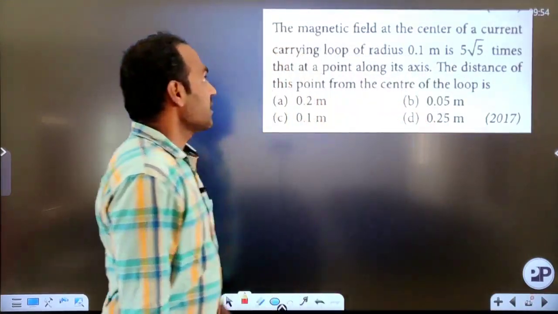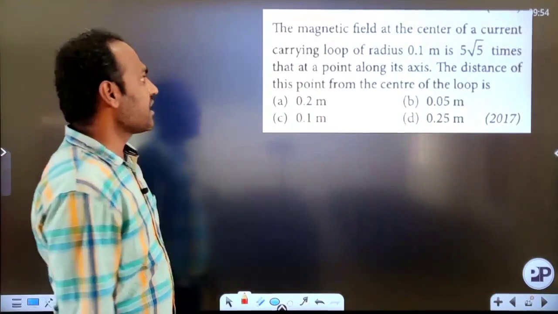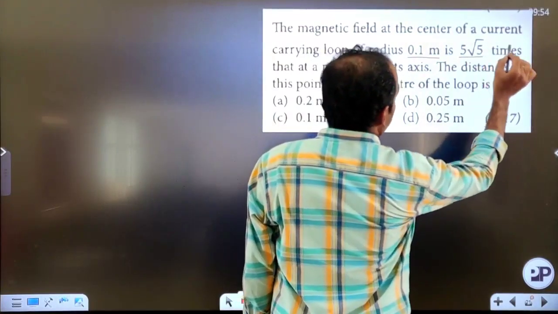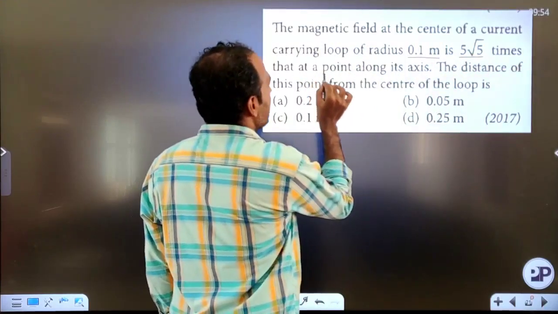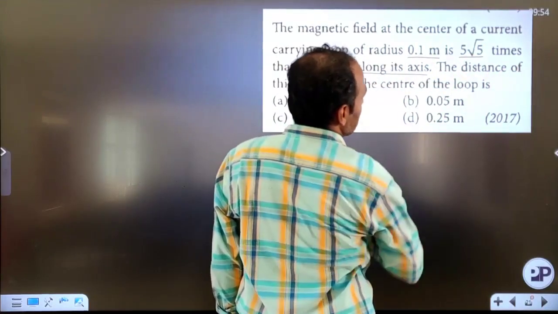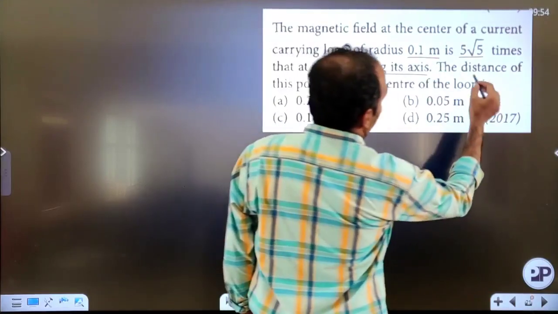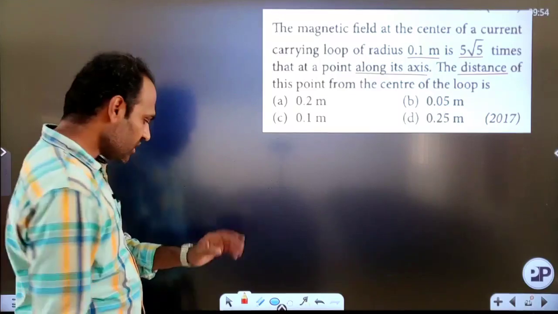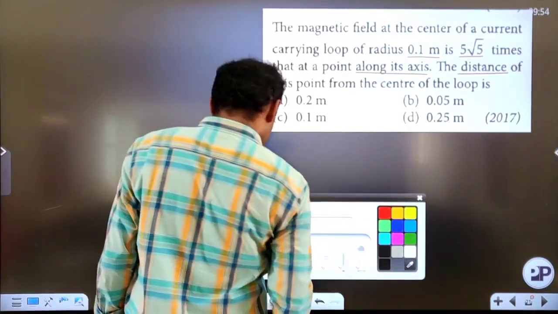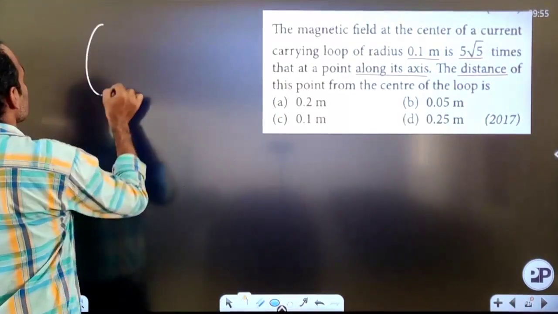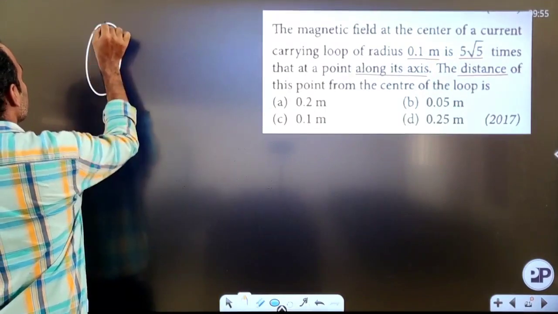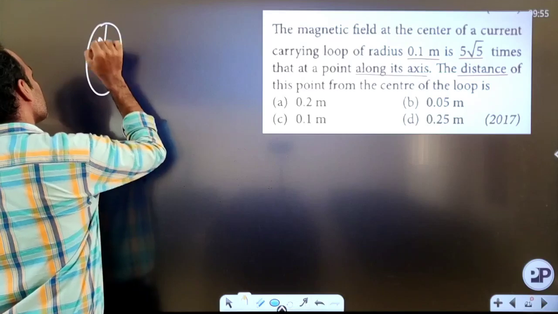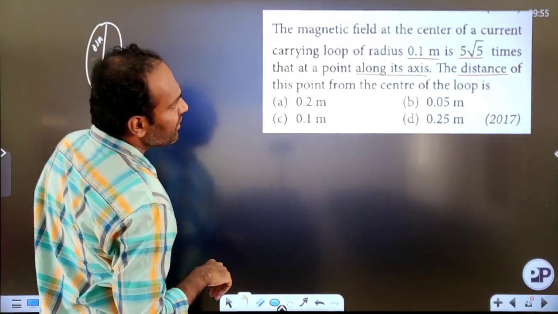So the next question, see. The magnetic field at the center of the current carrying loop of radius 0.1 meter is 5 root 5 times that at a point along the axis. The distance of this point from the center of the loop is? So what do they tell us now? This is a circular coil. The radius of the circular coil is 0.1 meter.